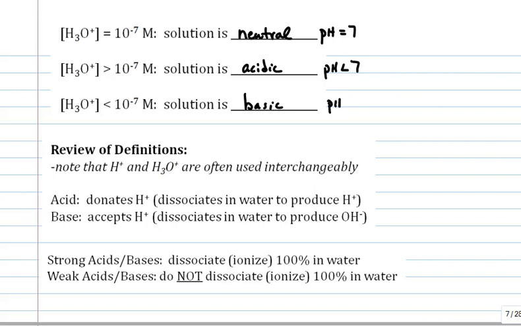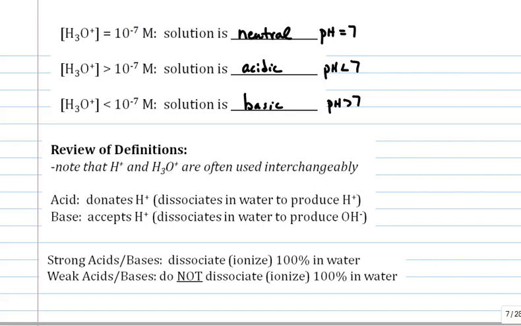And the pH will certainly be above 7. So let's review some definitions and some issues here. Again, hydrogen ion and the hydronium ion are often used interchangeably. Some other things we need to understand is the definition of an acid and a base.